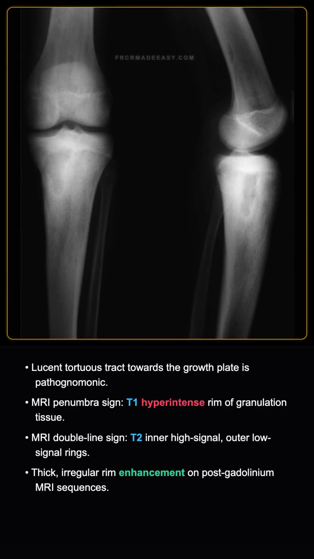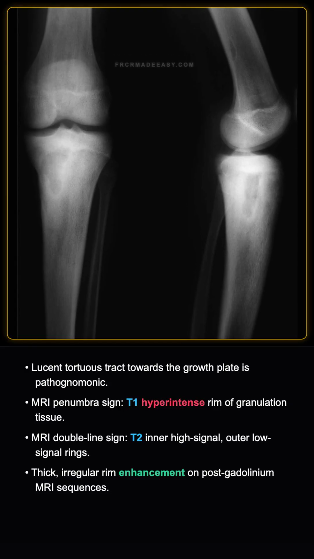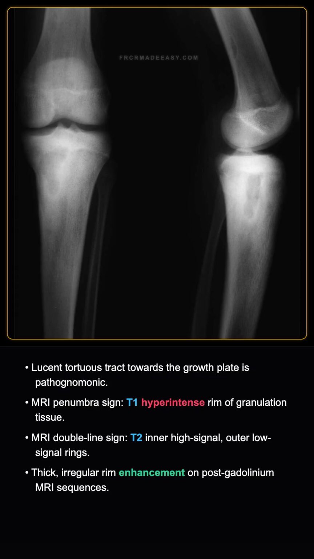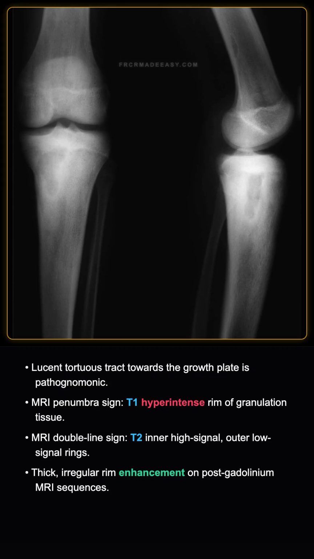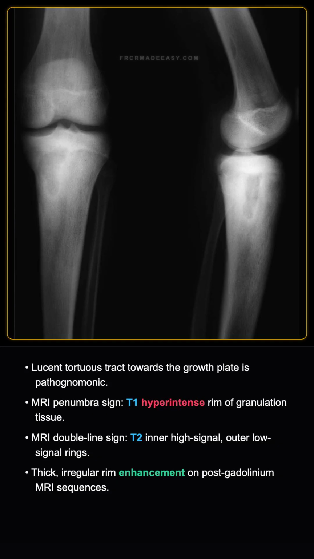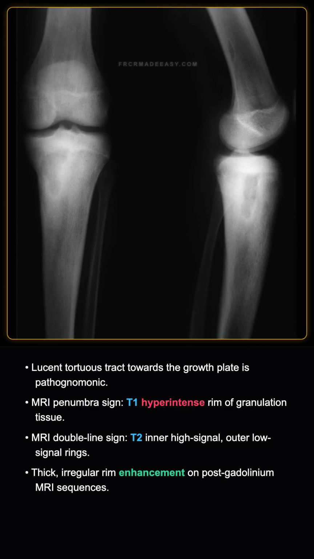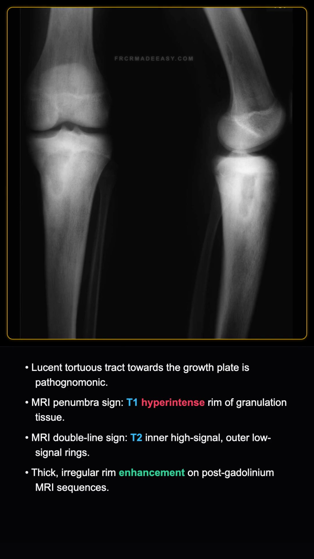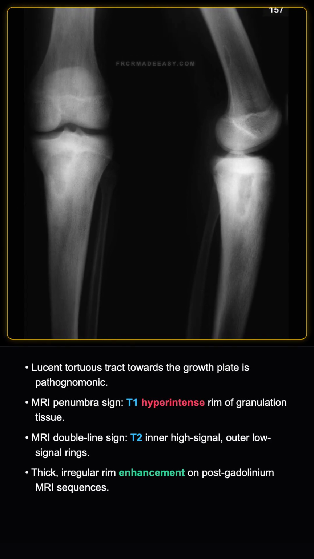On T2 weighted images, a double line effect may be observed, consisting of a high-signal inner ring of granulation tissue and a low-signal outer ring of reactive bone sclerosis. The abscess cavity itself displays high T2 signal and demonstrates thick, irregular rim enhancement following intravenous gadolinium administration.